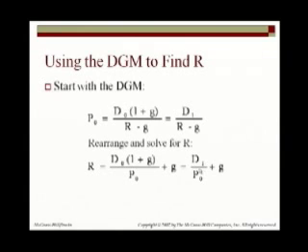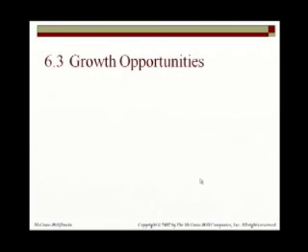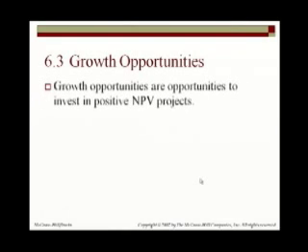Now the D1 over P0 is equivalent to the dividend yield, the current yield that we had back in the last chapter on bonds. D1 over P0 can be thought of as the dividend yield, and G can be thought of as the capital gain rate, and together those two things make up the required rate of return. Now, I want to look at stocks from another point of view, and that is the present value of their growth opportunities. Growth opportunities are opportunities to invest in positive net present value projects.